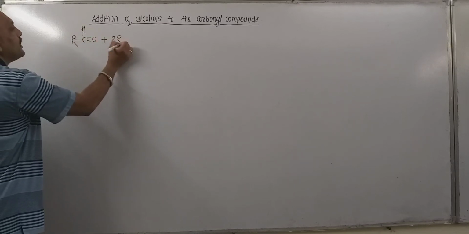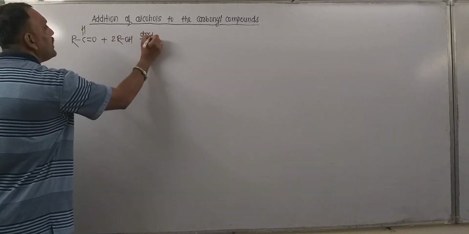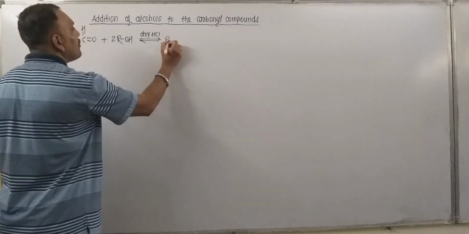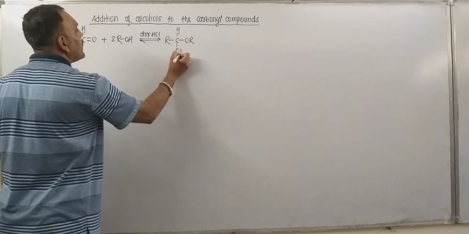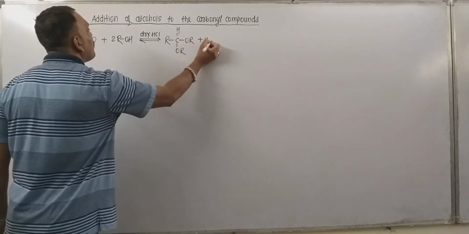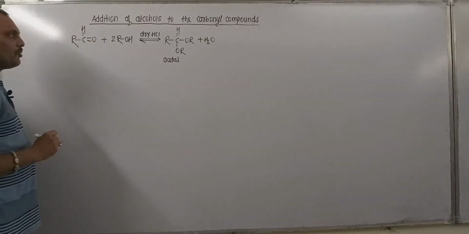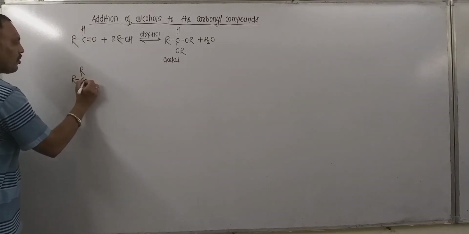So they react with alcohols in presence of dry HCl, and that leads to the formation of a product which can be given as, with the departure of water. So this is called an acetal. Now remember, ketones do the same. So ketones are represented as RCOR.